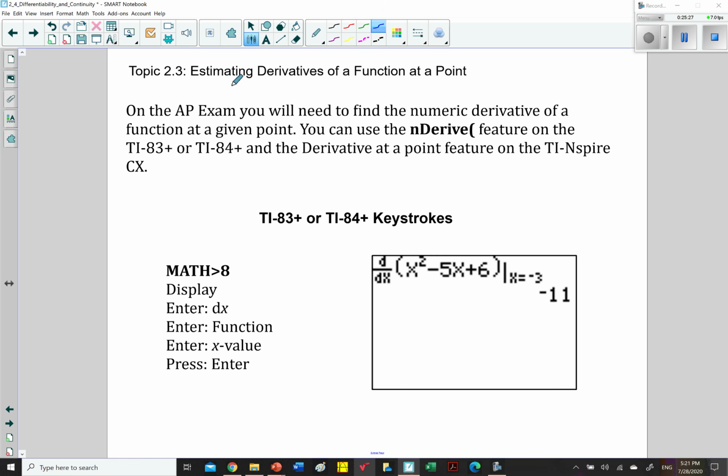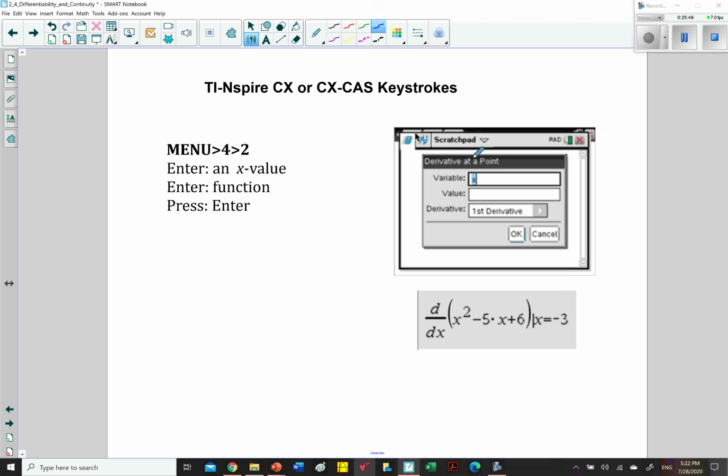Okay, a different topic. Can you estimate derivatives of a function at a point? So I'm using my TI-84 in this case. On the AP exam, you need to find numeric derivatives. It's one of the 4 things you're supposed to be able to do with a calculator. This is the process or the steps if you wanted to use your calculator.